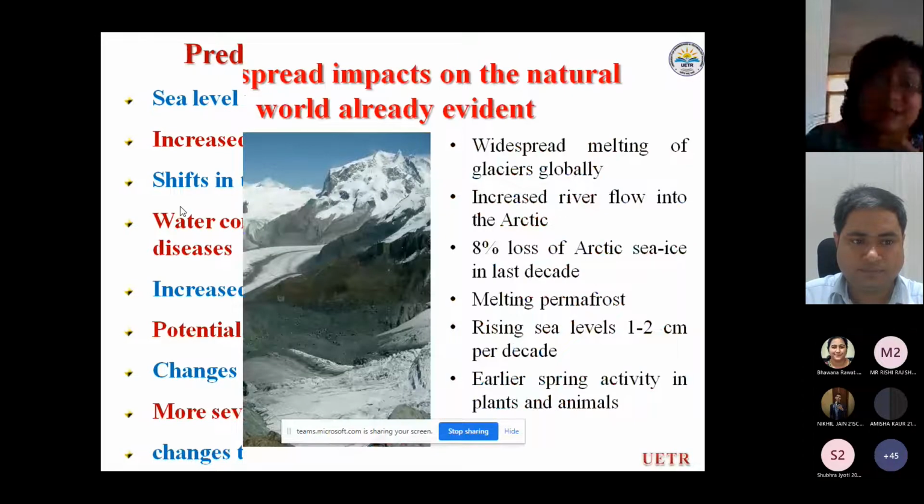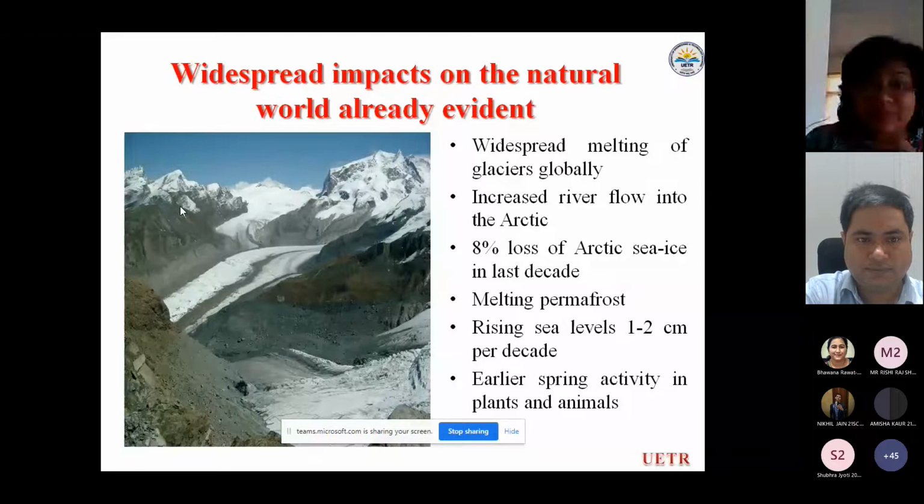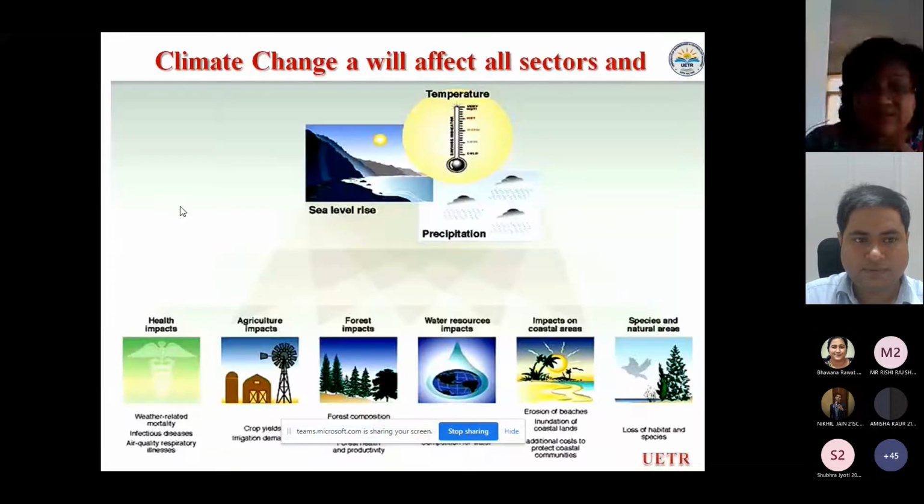The widespread impact on the natural world is already evident. We are already facing melting of the permafrost, increased river flow into the Arctic, widespread melting of the glaciers, sea level rising 1 to 2 centimeters per decade, and earlier spring activity in plants and animals. This is the complete impact of climate change.